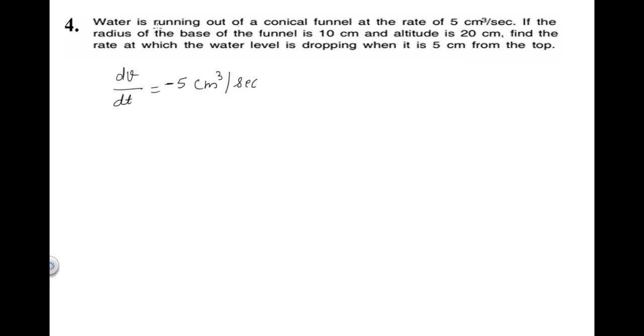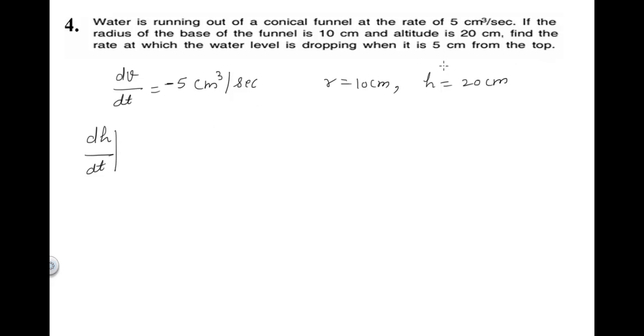Now, the radius of the base of the funnel is given as 10 centimeter and the altitude, that means height, is given as 20 centimeter. So we have to find the rate at which the water level is dropping. So the dropping level will be dh by dt when it is 5 centimeter from the top.